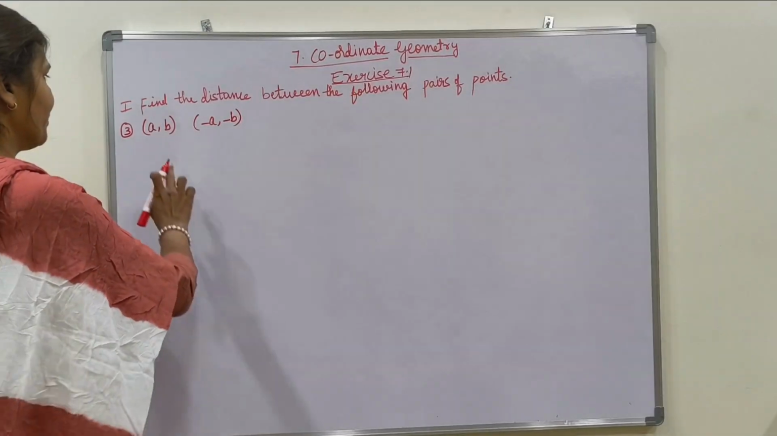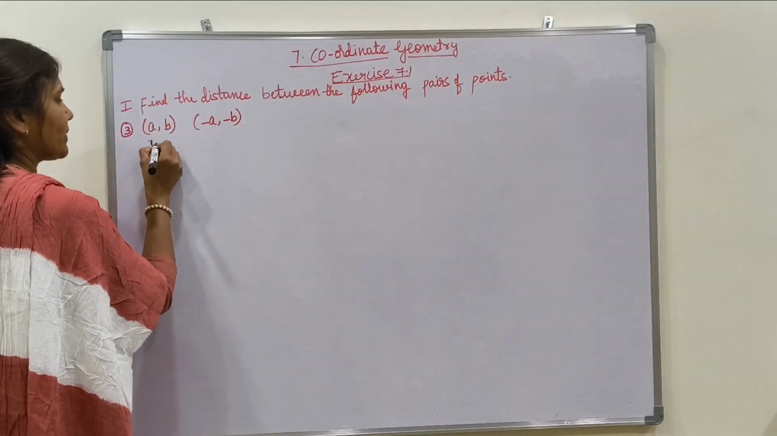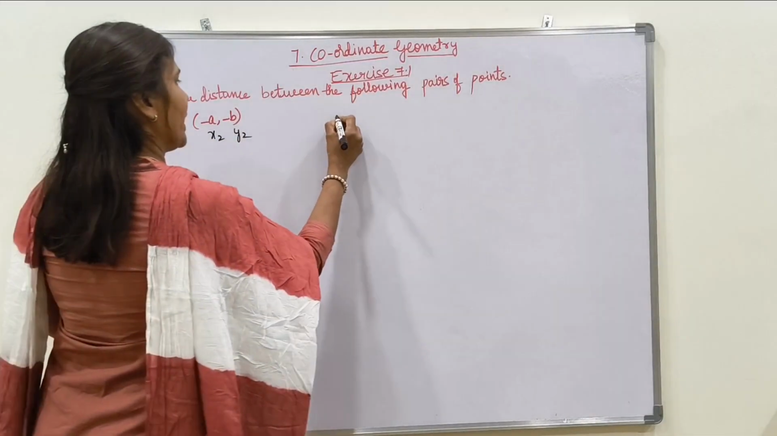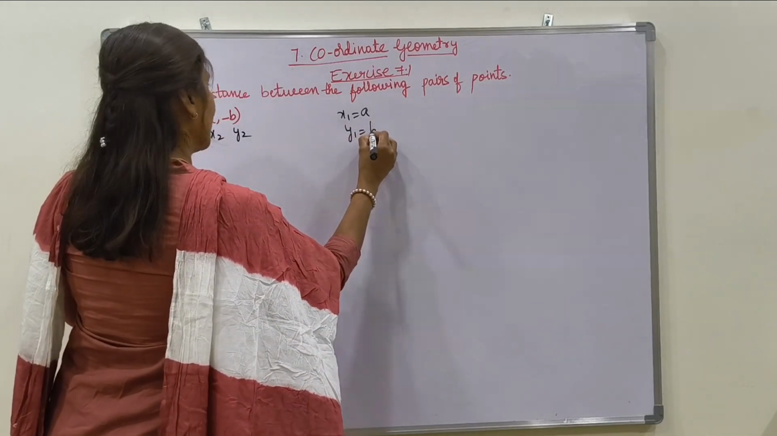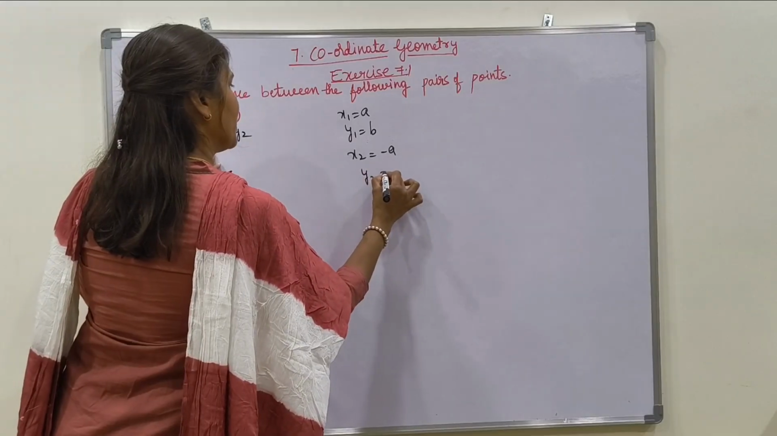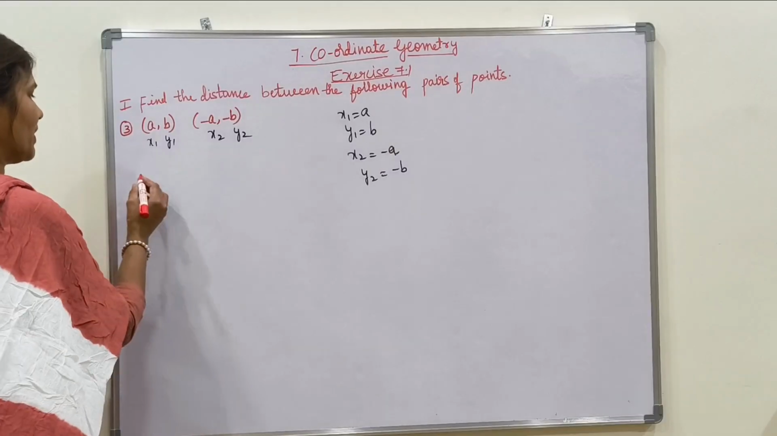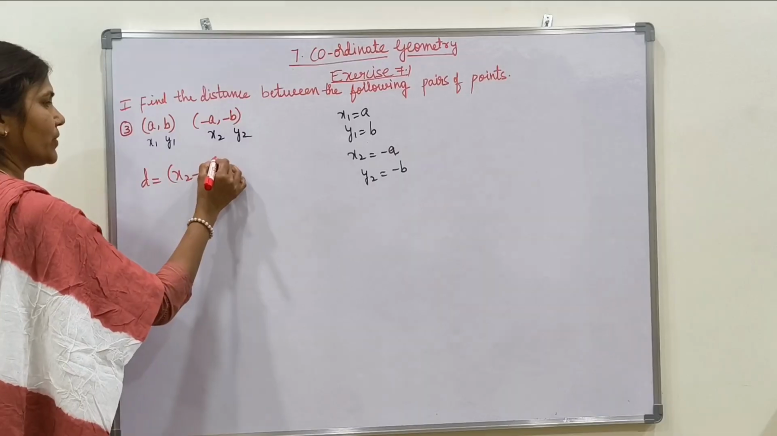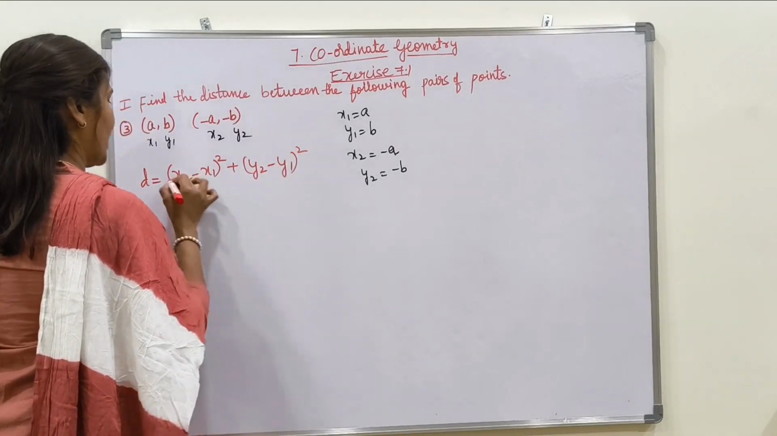Okay. Now third question. A, B and minus A, minus B. See here. This is x1, y1. This one x2, y2. Now mention here x1 is equal to A, y1 is equal to B, x2 is equal to minus A, y2 is equal to minus B. Now in the formula you apply that. D is equal to x2 minus x1 whole square plus y2 minus y1 whole square under root.